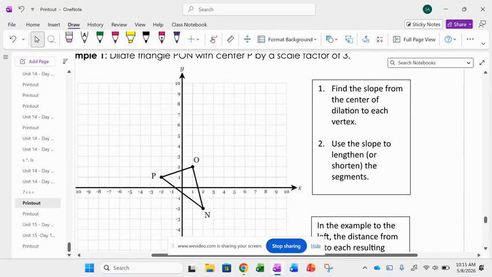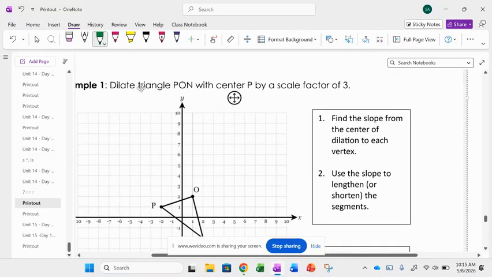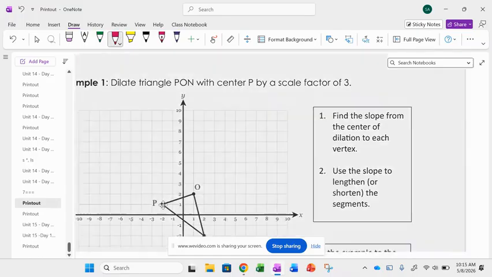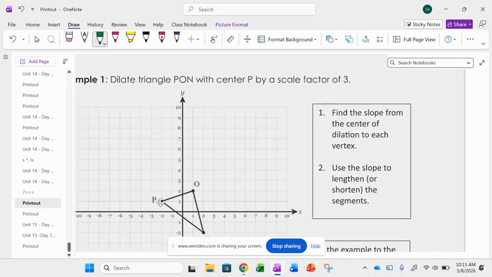Let's look at this one. Dilate the triangle PON with center P by a scale factor of 3. So now my center of dilation is not the origin, it's the point P. And now if I want to dilate by a scale factor of 3, should this triangle get bigger, Jordan, or should it get smaller? It should get big. Yes. Good. So now we're going to get 3 times bigger, right?